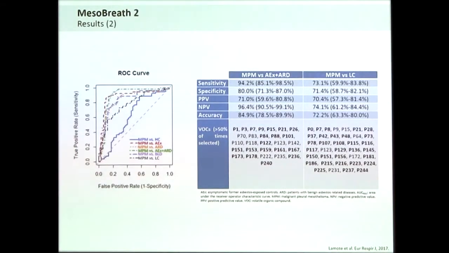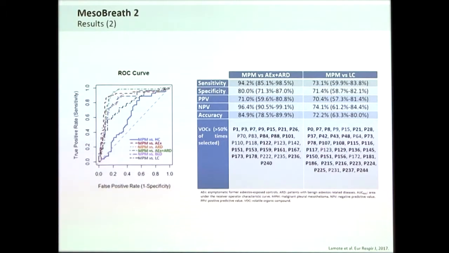Now, these are the ROC curves comparing the several groups. So, if we focus first on the discrimination of mesothelioma patients from both our at-risk groups, so a combination of those with an occupational asbestos exposure and those with benign asbestos-related diseases, we see 85% accuracy with a sensitivity of 94% and a negative predictive value of 96%.